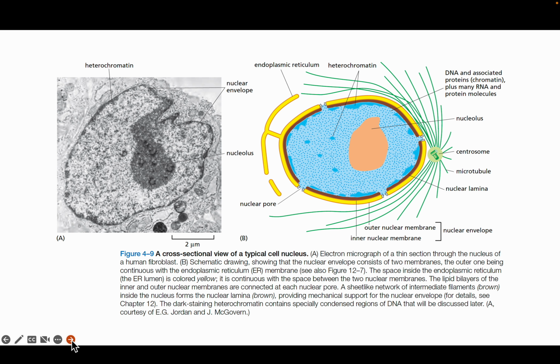Now again, this is a cross-sectional view of a typical cell nucleus, where in the nucleus the genome or DNA is present. Inside, the nucleolus is also present. The darkly stained areas are heterochromatin, where chromosomes are packed more compactly, and the lightly stained areas are euchromatin. There are DNA and associated proteins plus many RNA and protein molecules, these dot diagrams. We have discussed the nuclear envelope, and this is the nuclear lamina. Then the centrosome is also present, which gives rise to microtubules.